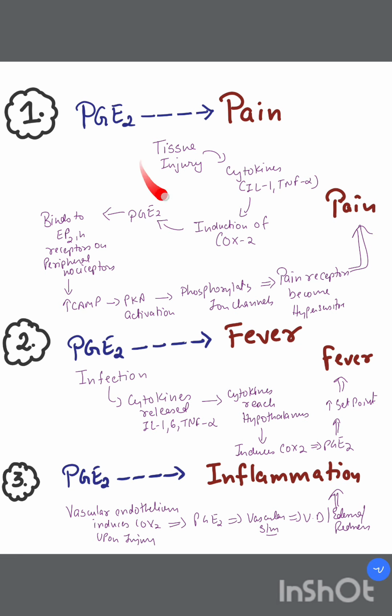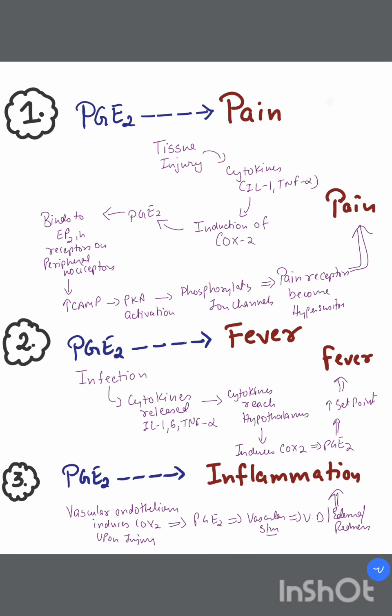Whenever there is tissue injury, there are cytokines at that place, interleukin 1 and TNF alpha, that induce cyclooxygenase 2, which ultimately produces this inflammatory prostaglandin, which binds to its receptor on the peripheral nerve terminals, increases the cAMP, protein kinase activation is induced, phosphorylation occurs, and pain receptors become hypersensitive, leading to pain. So this is the whole mechanism of how prostaglandins are formed and how they lead to pain.